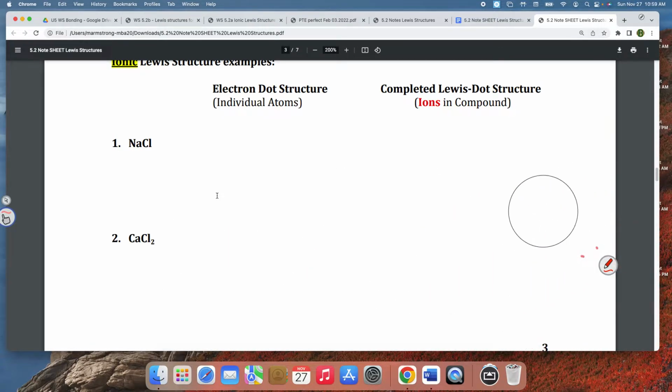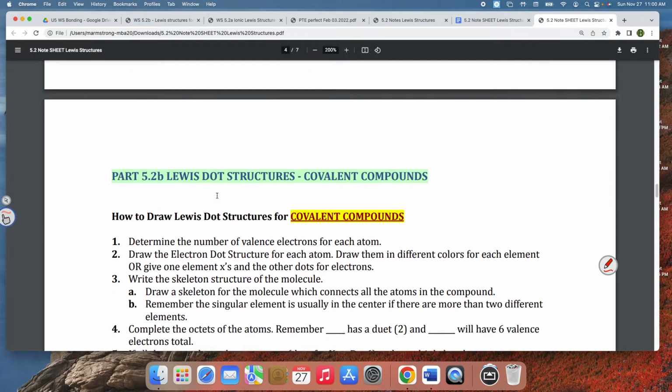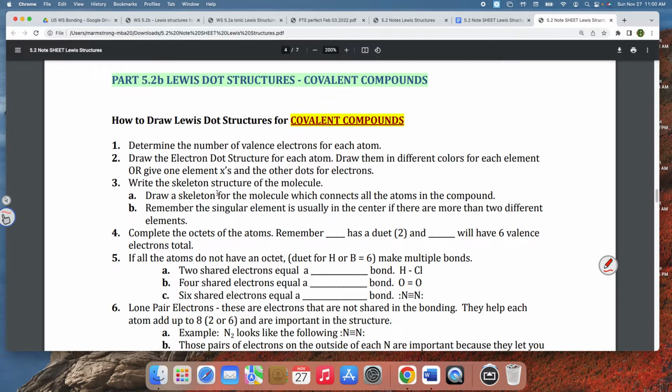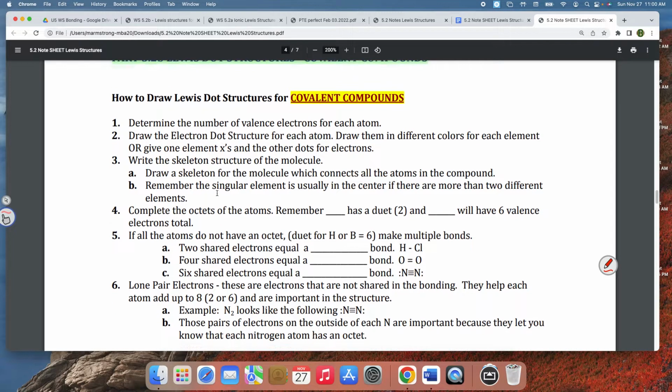Moving right along. Now we're going to move on to covalent compounds. Completely different. Covalent compounds are compounds that share electrons. They do not transfer. They are good at sharing. Some elements are better at sharing than others.